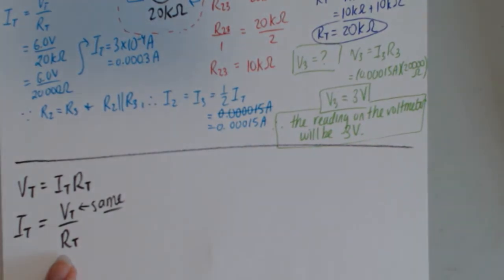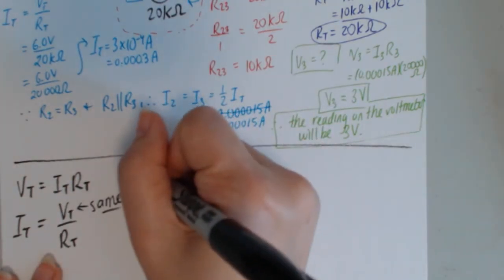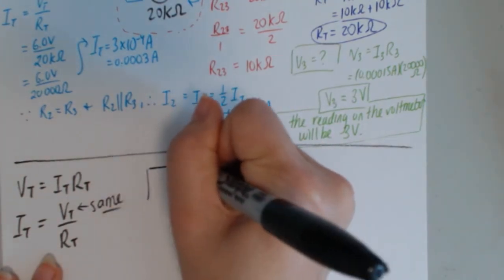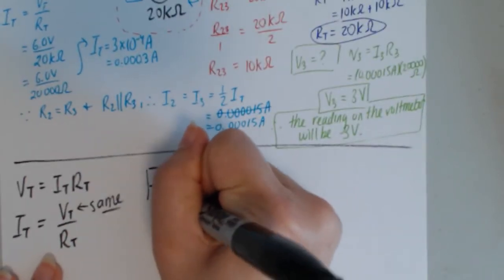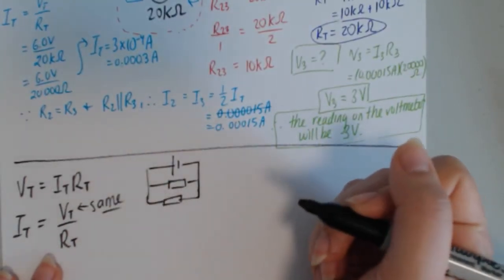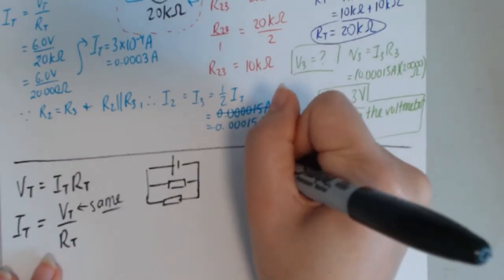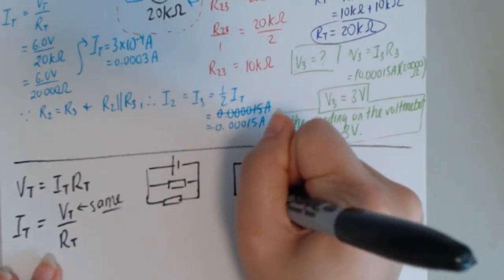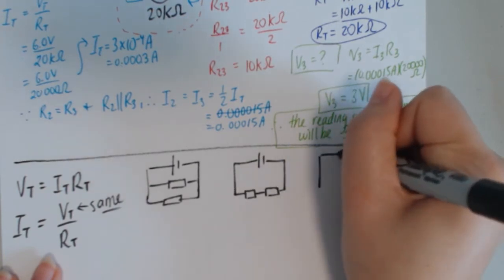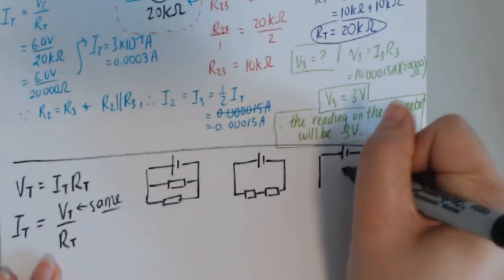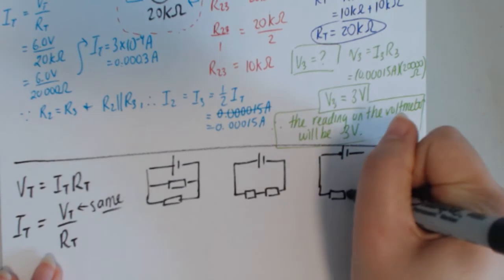Let me just sketch it really quickly here. We've got one scenario where our two resistors are connected in parallel with the battery. We've got another scenario where they're connected in series with the battery. And we've got our last scenario, a combination of series and then parallel.